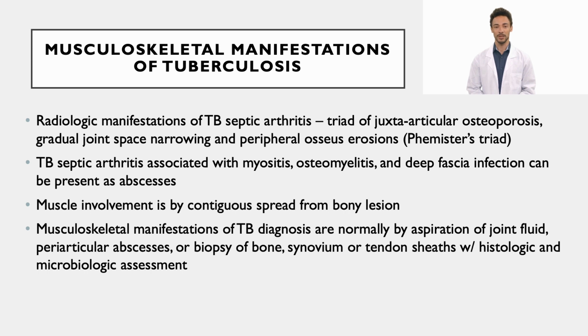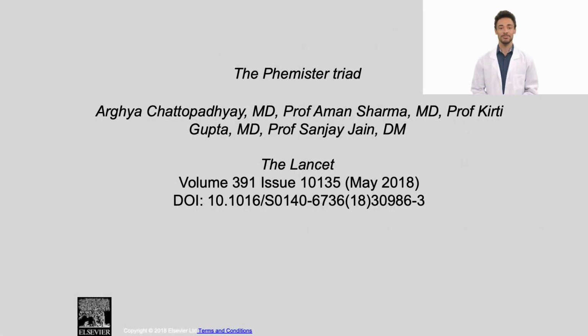The diagnosis of musculoskeletal manifestations of TB is typically done through the aspiration of joint fluid, periarticular abscesses, or biopsies of bone, synovium, or tendon sheaths, followed by histologic and microbiologic assessments. Here is a specific case involving TB arthritis titled the Phemister triad.